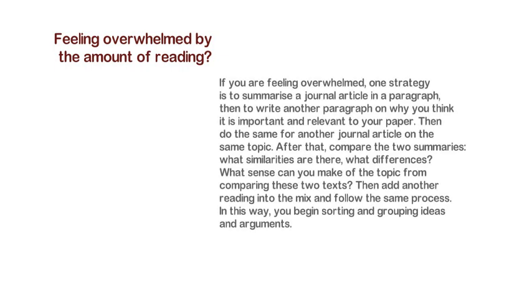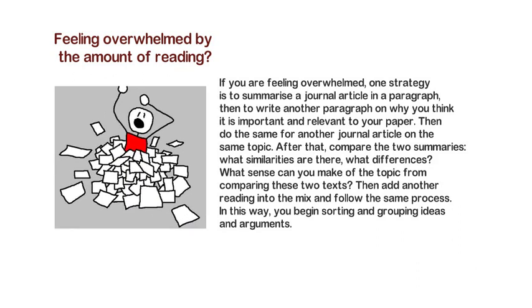Now, often when people are starting to read the literature in a field, or starting a literature review, they begin to feel really overwhelmed by the amount of reading they have to do. So if you are feeling overwhelmed, one strategy is to summarize a journal article in a paragraph or two, and then write another paragraph on why you think this article is important and relevant to your paper or your project. Then do the same for another journal article on the same topic, and after that compare the two summaries.